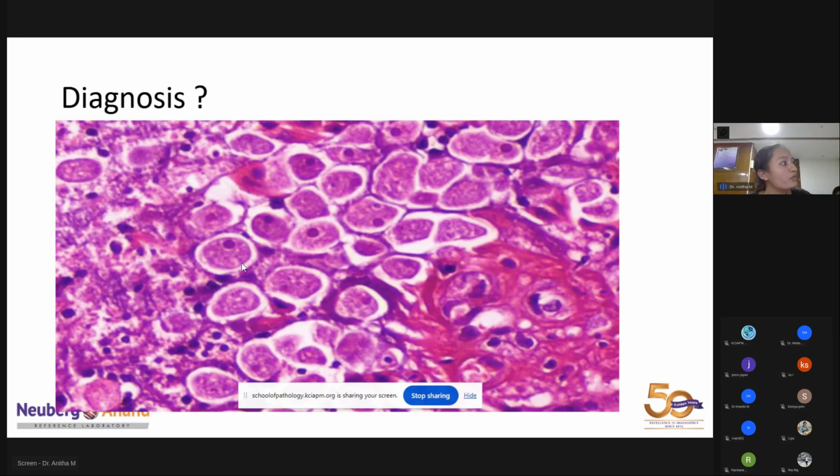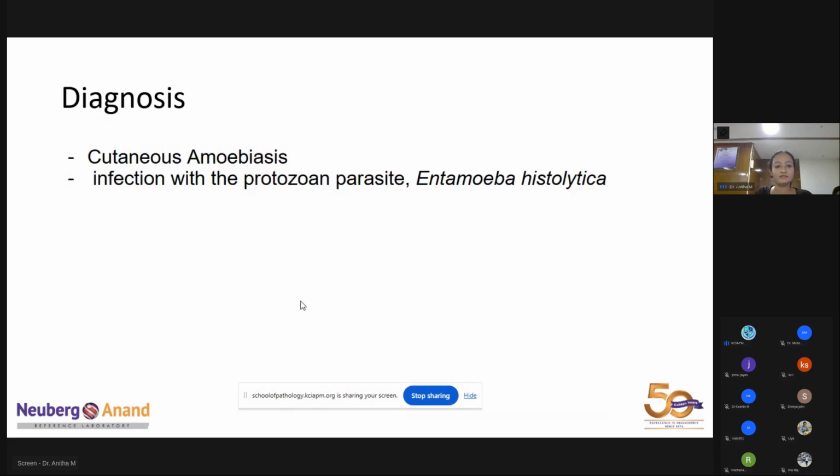Okay, these are the trophozoites within which you can see engulfed RBCs. So this is a case of cutaneous amoebiasis. Okay, thank you. Dr. Rajeshri got it right. Thank you.